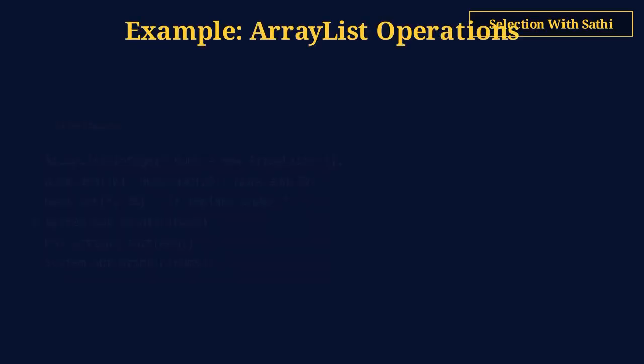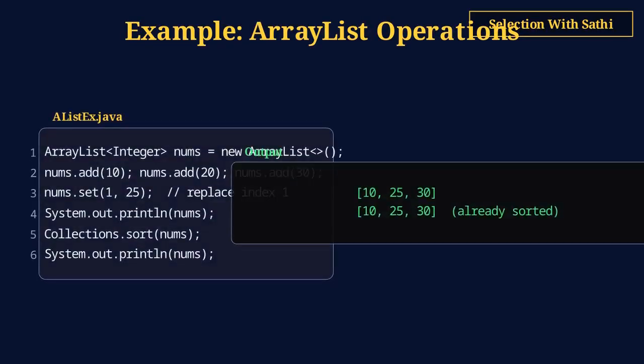ArrayList Operations. Create an ArrayList of String. Add Alice, Bob, Charlie. Remove at index 1 removes Bob, index is 0-based. The list is now Alice, Charlie.